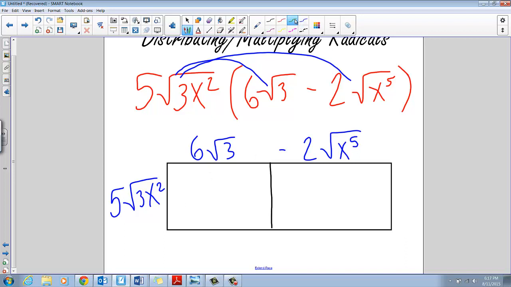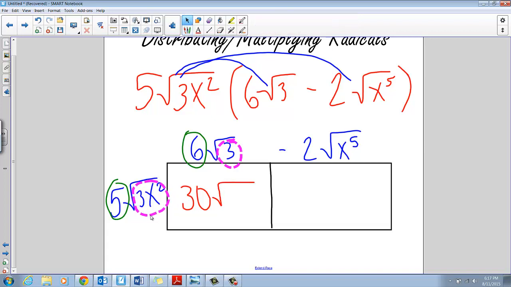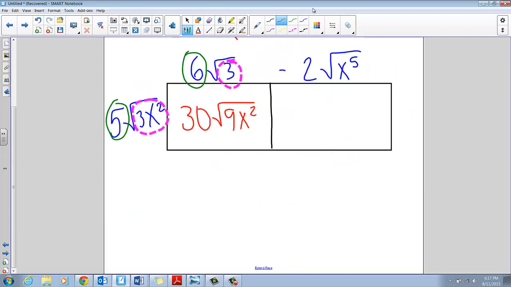And if we remember, the outsides go with the outsides, and the insides go with the insides. So we want to think to ourselves, 5 times 6, well, that's 30. And then on the inside, we have 3 times 3x squared, which would leave me with 9x squared. And that's fine for right now. We'll worry about how to reduce that here in a second.